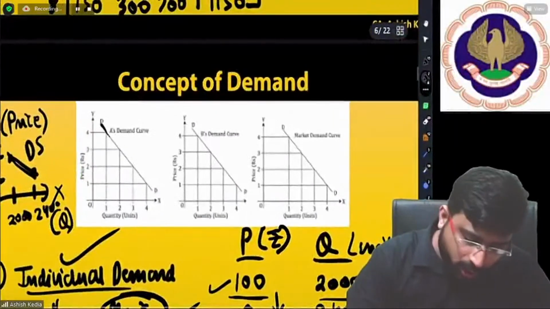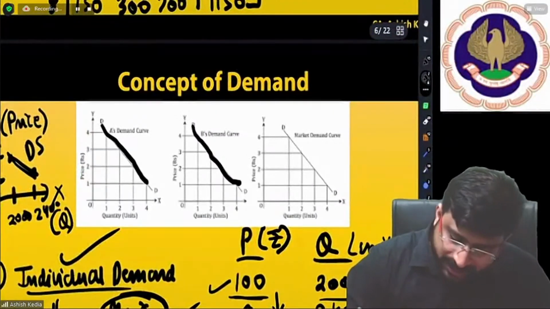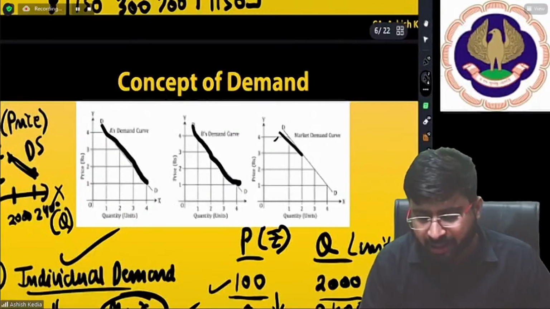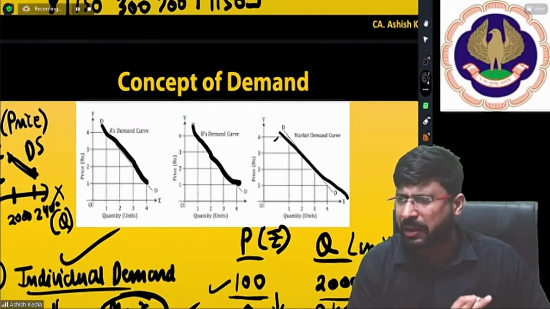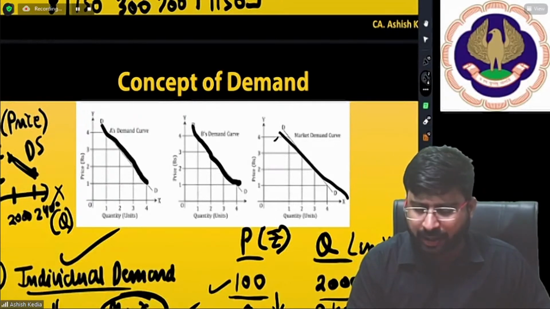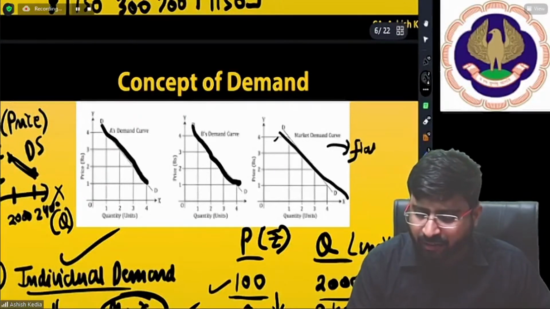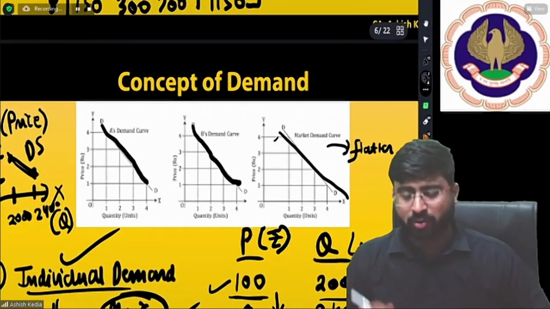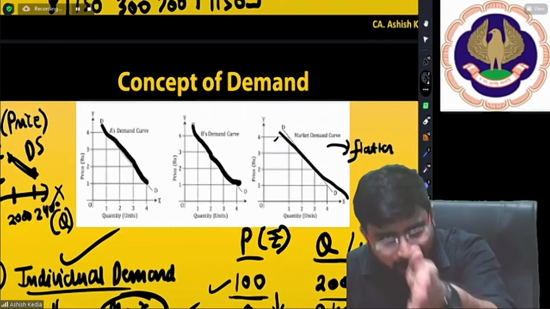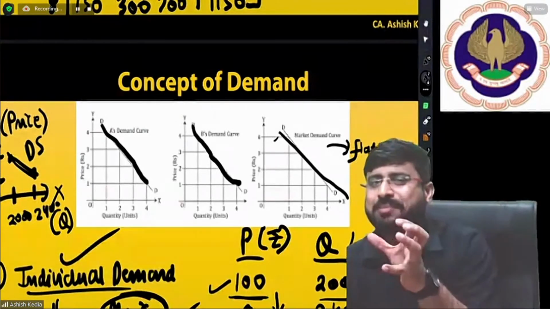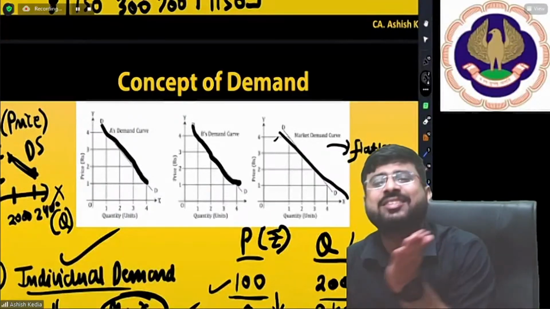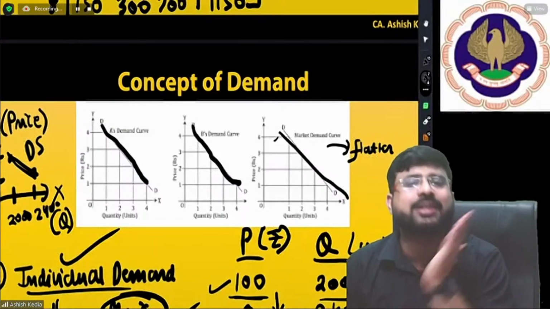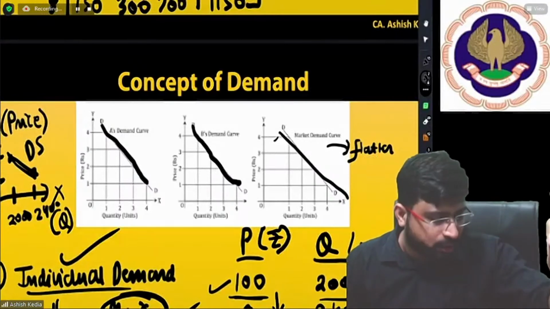In all the cases it will be downward sloping. Just remember, the market demand curve will be relatively flatter. If they ask you in the exam whether the market demand curve is a little different from the individual demand curve, yes, it is relatively flatter. Because individual demand is talking about only one consumer, but market demand is talking about many, that's why it is a relatively flatter curve.